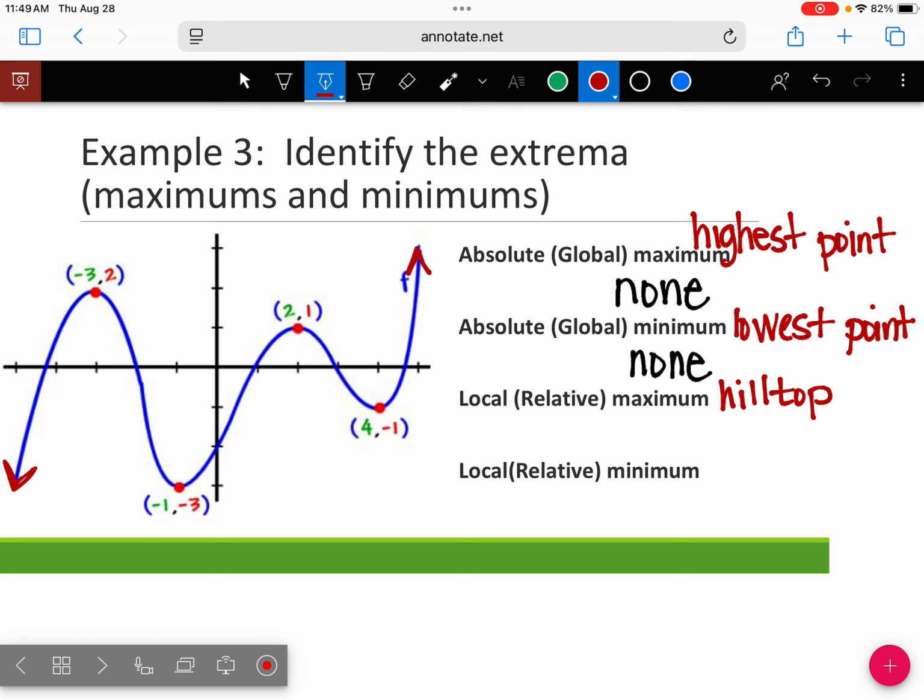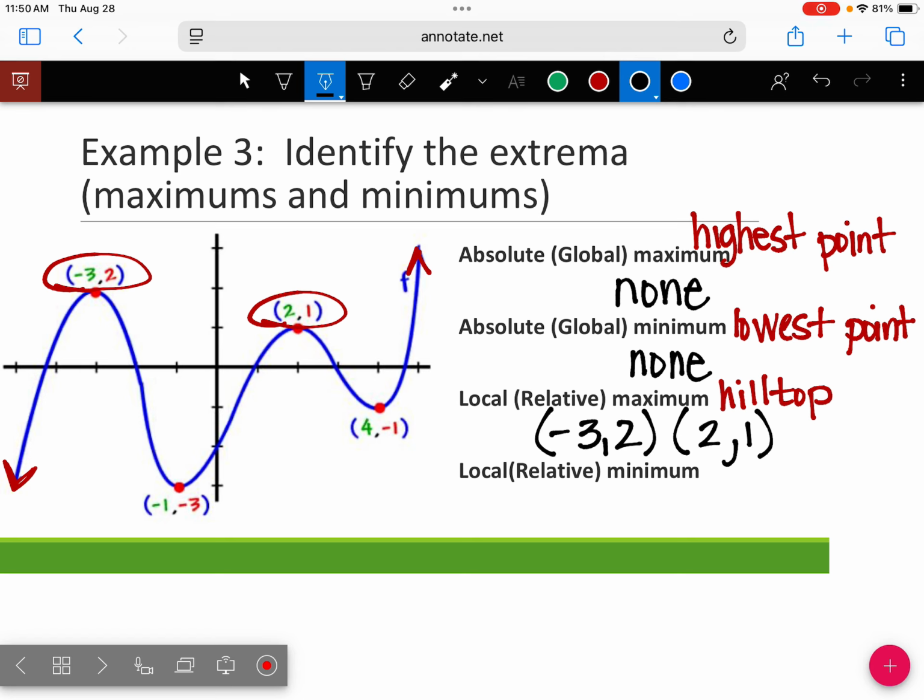There are two places where I see a hilltop, and that would be both of these. So I'm going to list both of those as a local relative max. So that would be -3, 2, and also 2, 1.